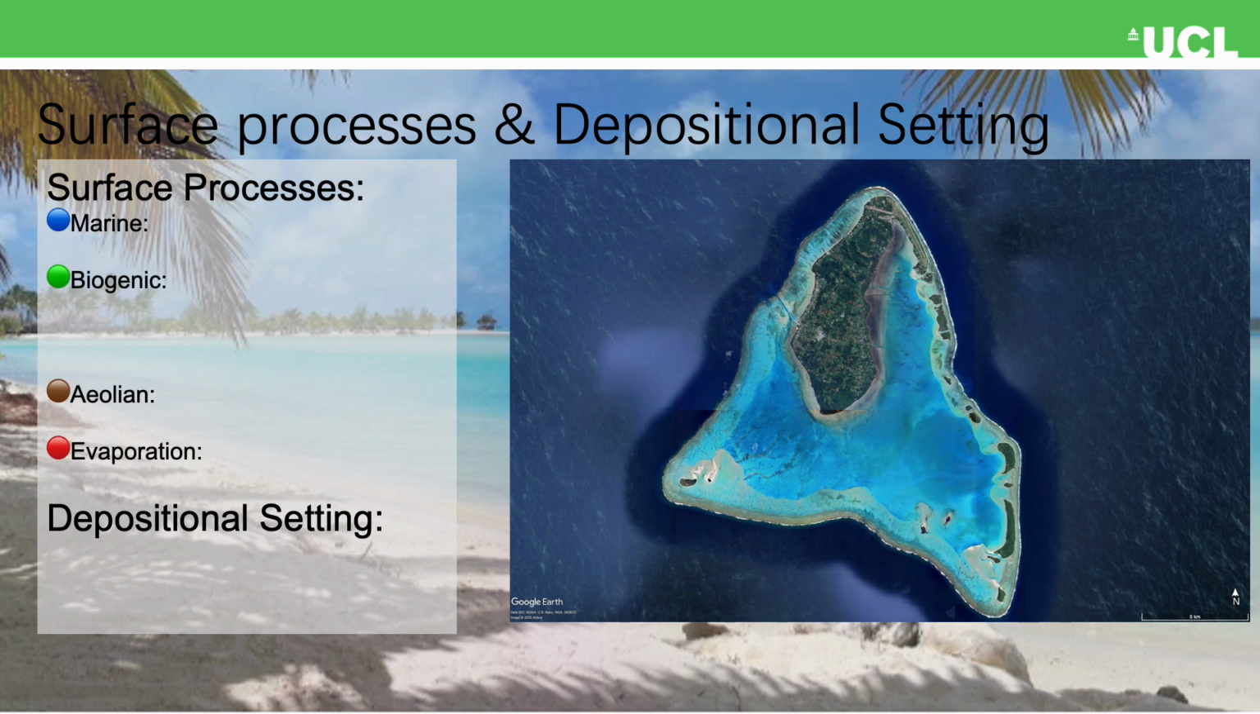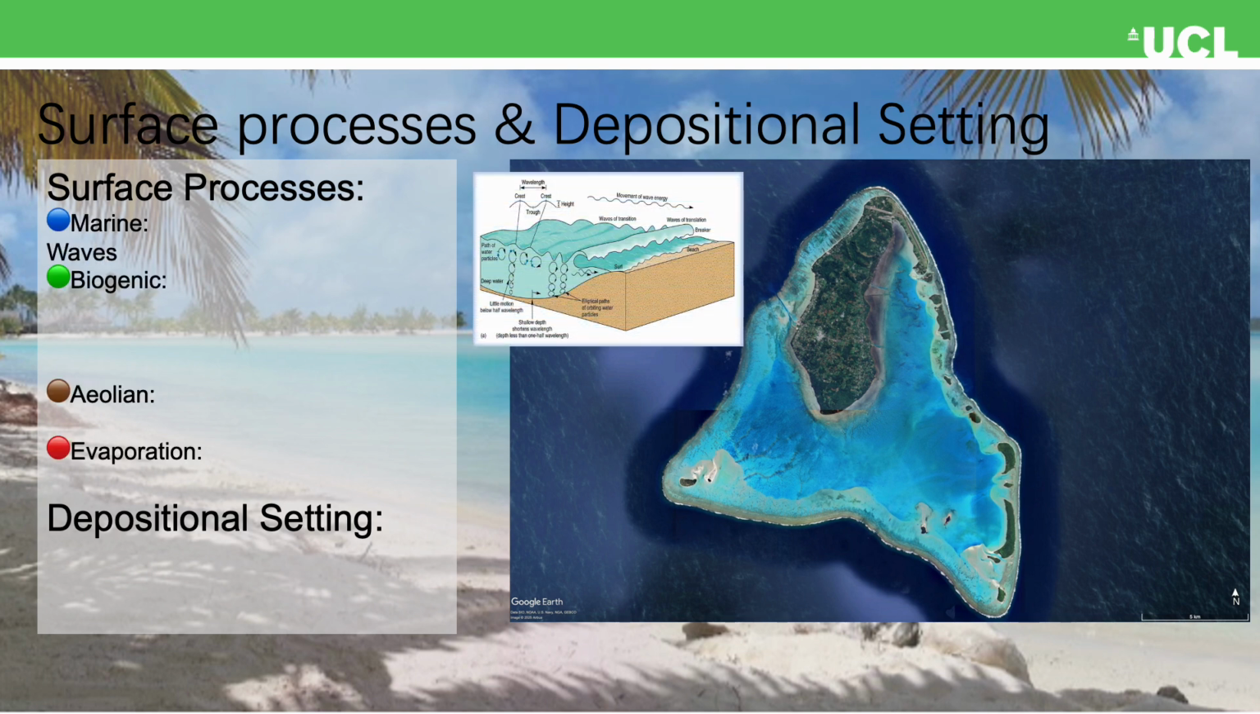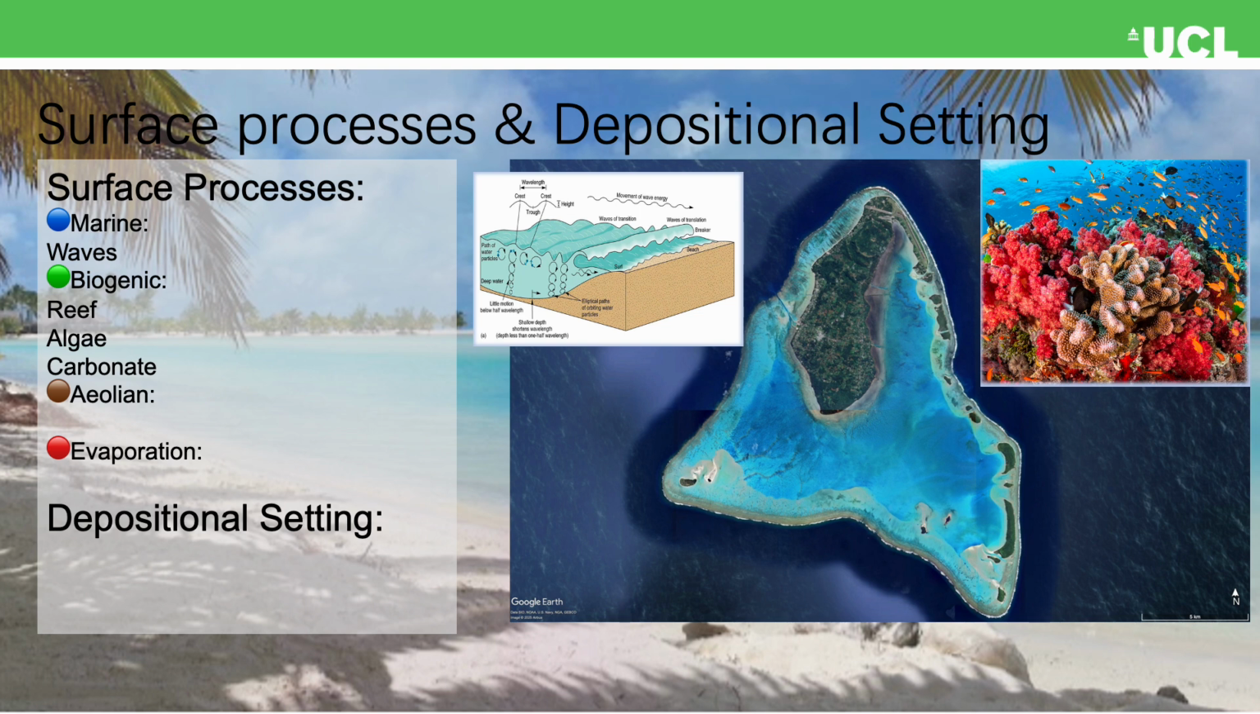Marine processes such as wave action play a major role in shaping the outer reef ring and redistributing carbonate sediments along the lagoon margin. Biogenic processes are dominant within the reef system. Coral polyps and algae contribute to carbonate production, building up the reef structure and generating fine carbonate mud through biological breakdown. On the exposed motus, the small sandy outlets on the reefs, aeolian processes can redeposit carbonate sands, forming dune-like features.